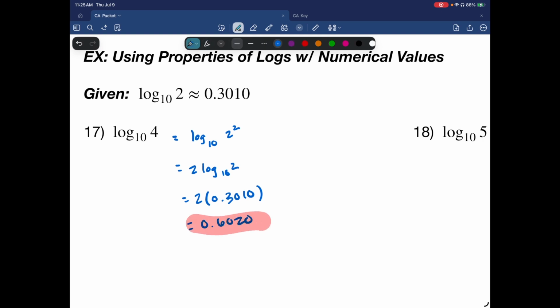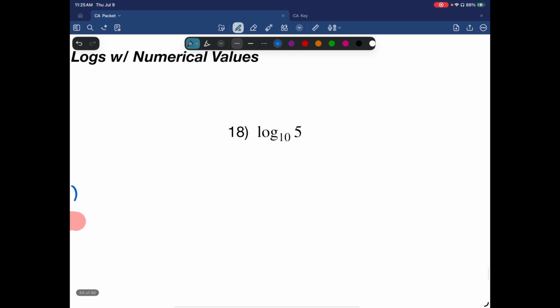All right. What about 5? 5 doesn't go into 2. 2 doesn't go into 5. All right. You have to think creatively. How can 2 relate to 5? Well, 10 over 2 is 5. So let's write it that way.